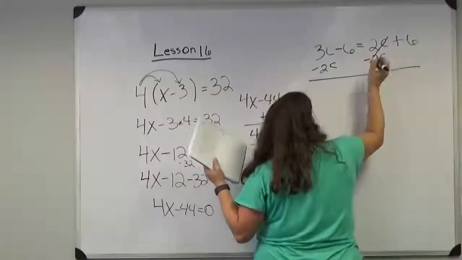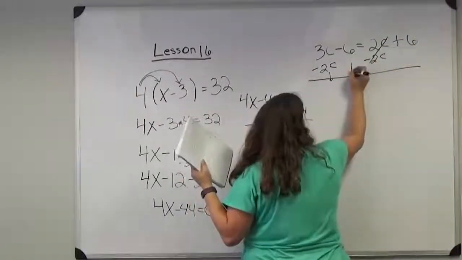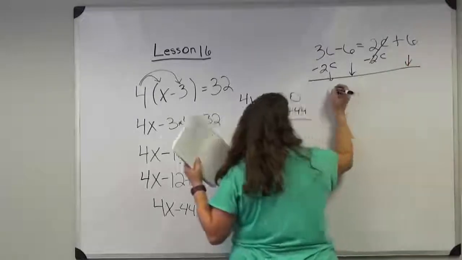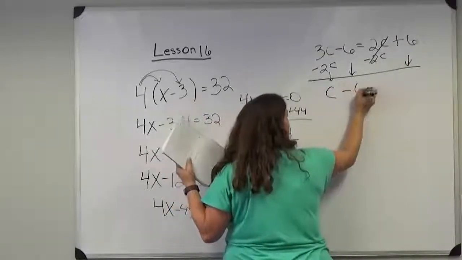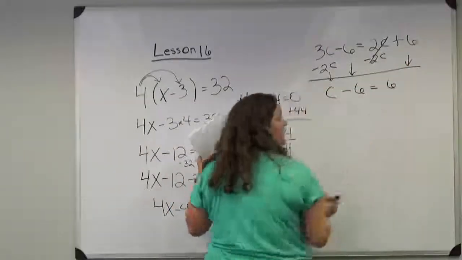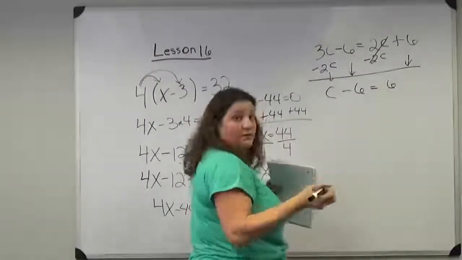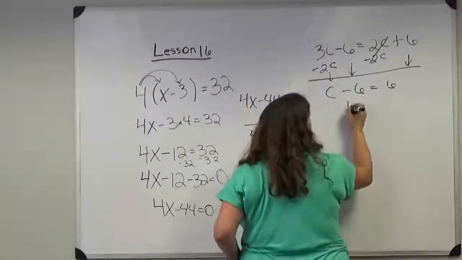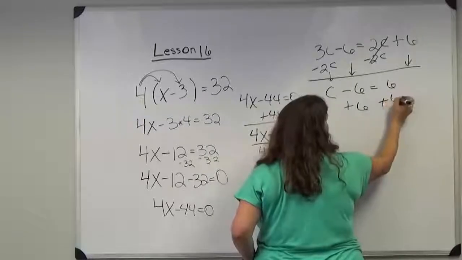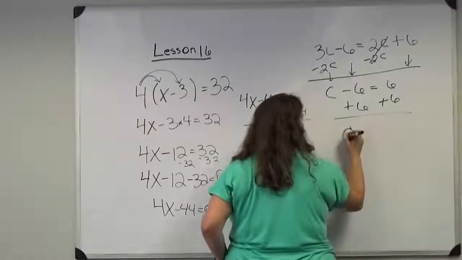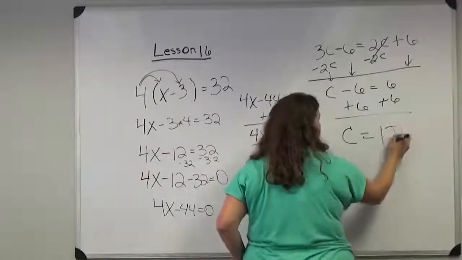So these will cancel, and I'll bring everything down. I'm left with c minus 6 equals 6. Now you'd solve for c just the way you solve for variables in previous examples. You add 6 to each side, and you get c equals 12.